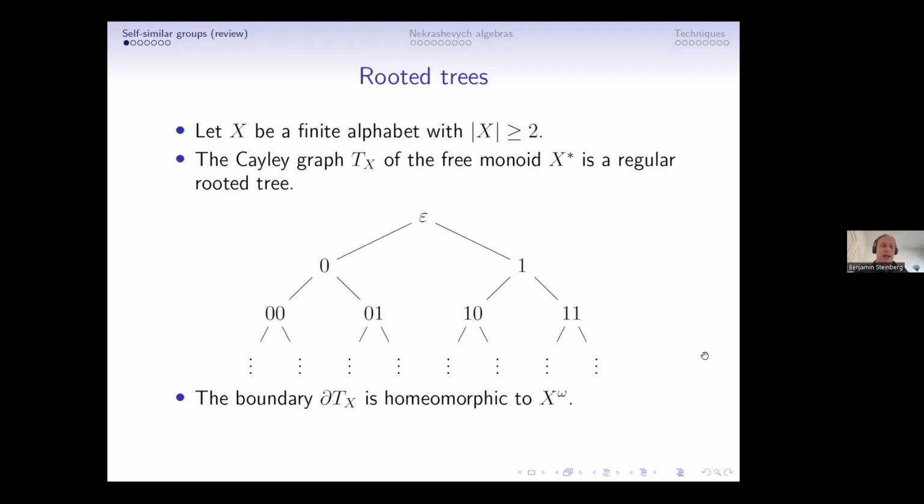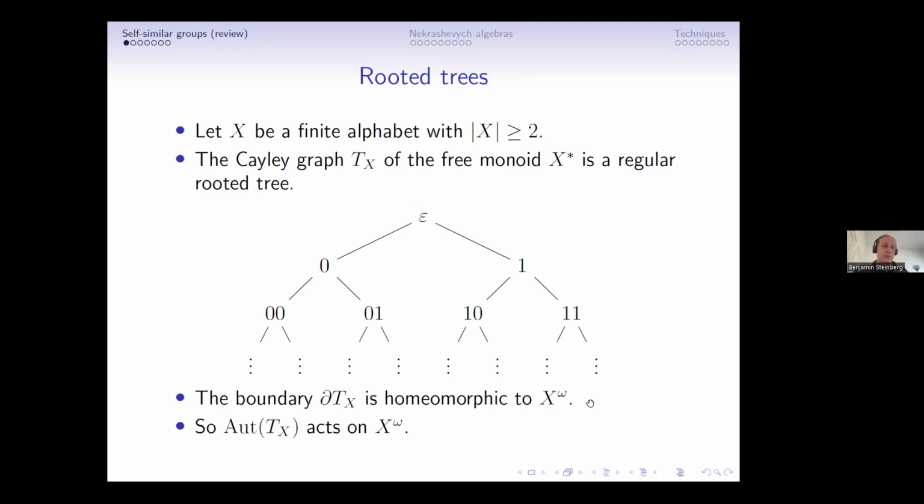And then we can look at the boundary of this tree. That's just all the infinite rays starting from the root. An infinite path is basically the same thing as an infinite word, right? So if you have an infinite word, there's a unique path that it labels. And so you can identify the boundary of this tree with the infinite words with the usual kind of cylinder set topology. So it's a Cantor space.